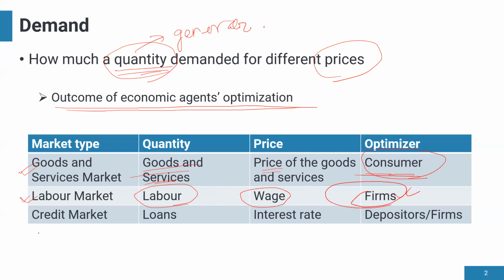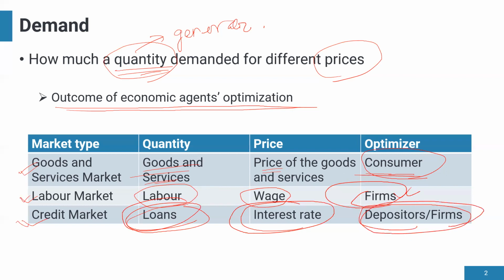Now the third market is credit. In credit, the quantity demanded is loans, and the price is the interest rate. If the interest rate is high, loans demanded will be low, and if the interest rate is low, the amount of loans demanded will be high. Who is the demander here? The depositors, like retail depositors who want credit such as personal loans, or firms that take credit for their business. All of you got it.